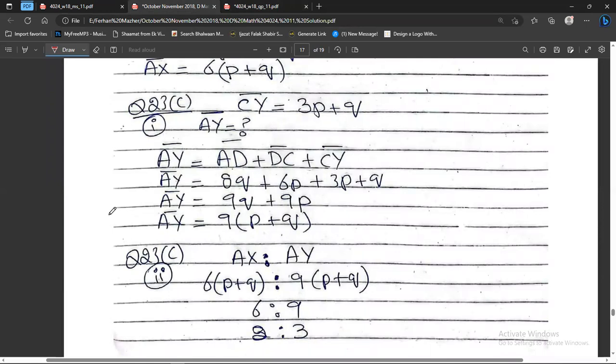AY is the question. My bypass is AY will be equal to from A go to D, from D go to C, from C go to Y. A to D is 8Q, D to C is 6P, and the CY it is given in the question, that is 3P plus Q. So it will become 9Q plus 9P. So take 9 common, so you will have AY is equal to 9 bracket P plus Q.